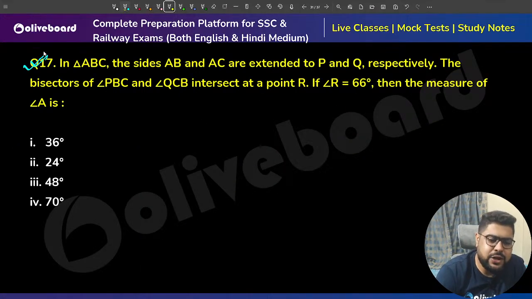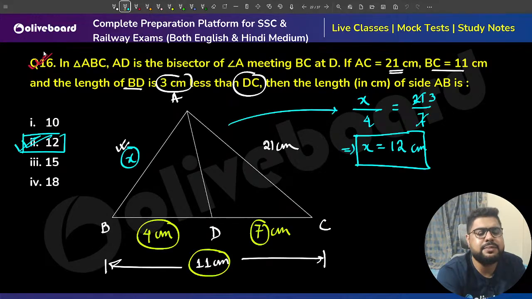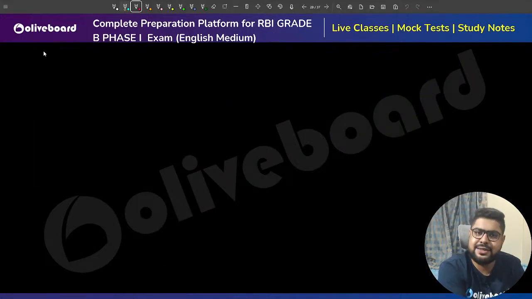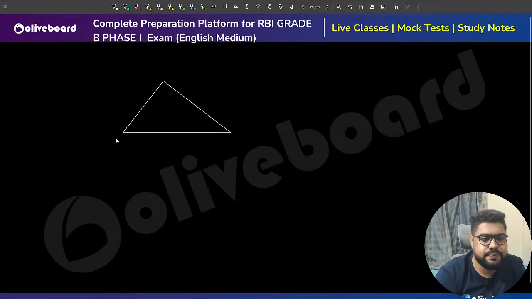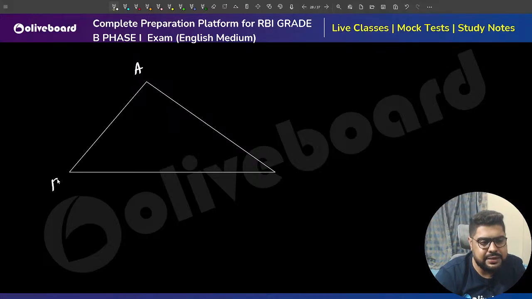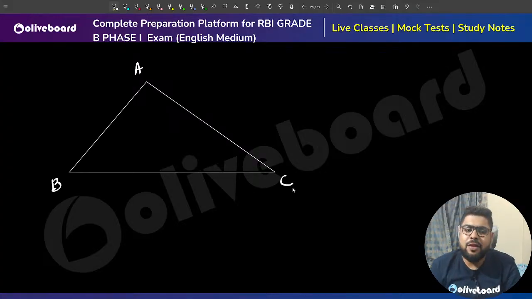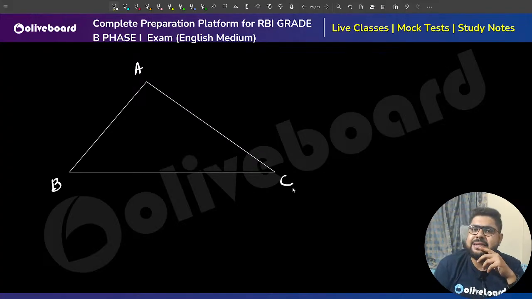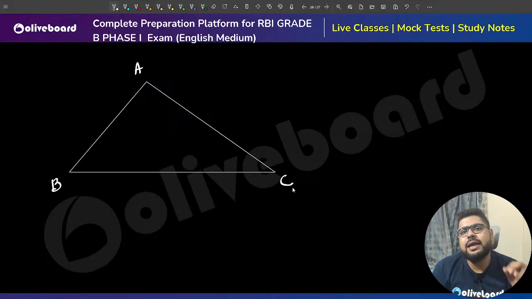Now, as we are talking about the in-center, in-center means we are talking about the angle bisectors. Remember one simple logic here, everyone. Very important. In any triangle, say A, B and C, wherever the angle bisectors meet each other, that point is called the in-center, sir.